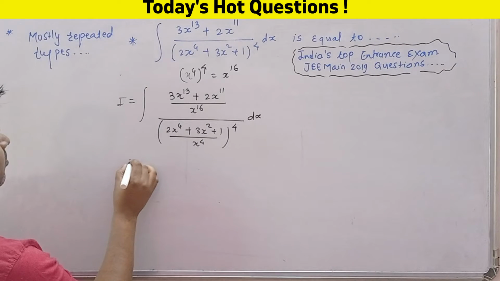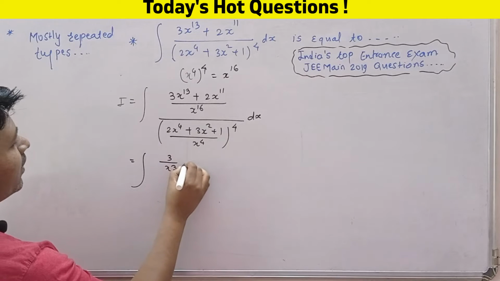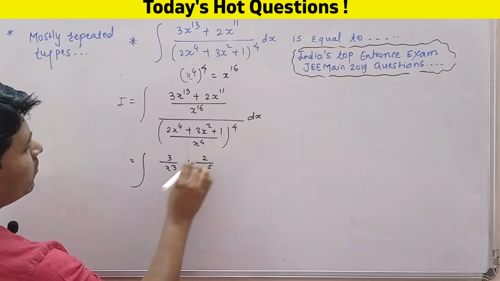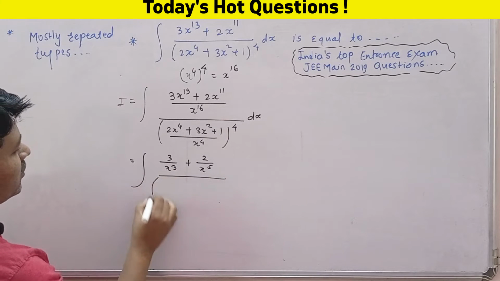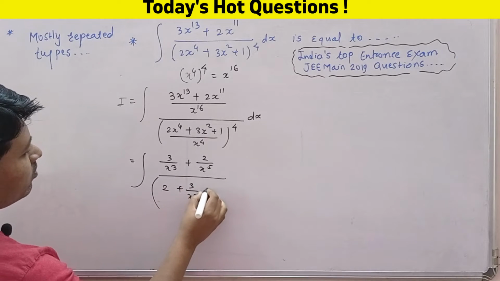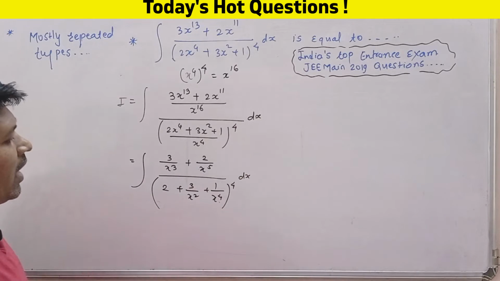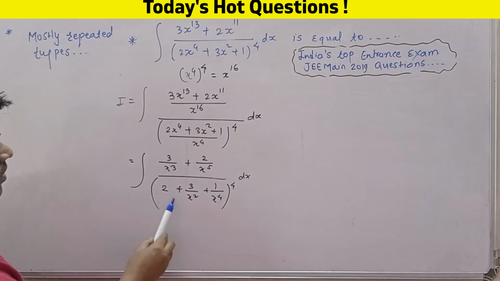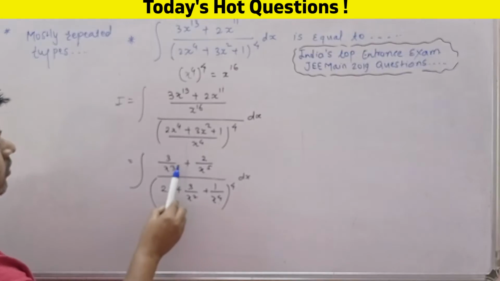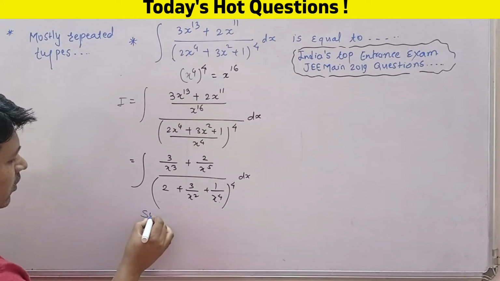Now in the simplification, we can write the numerator as 3 divided by x^3, plus 2 divided by x^5, and the denominator simplifies to (2 + 3 divided by x^2 + 1 upon x^4) raised to 4, dx. Now we observe that the derivative of the term 2 + 3/x^2 + 1/x^4 is present in the numerator, so we can use the substitution method.